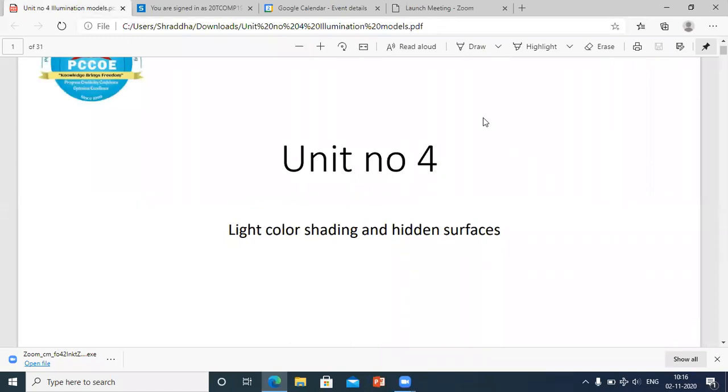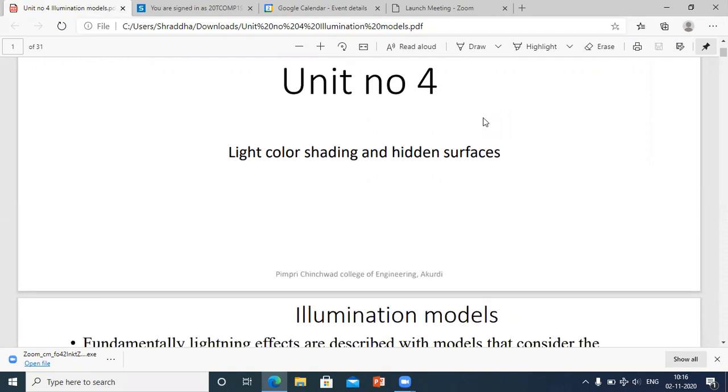Hello everyone. Today's topic for discussion is from unit number 4, that is light, color, shading and hidden surfaces. In the previous part, you must have seen coloring, color models, how they are introduced and how they are used for different surfaces. Further, today we are going to see the illumination model part from unit number 4. So let's start.